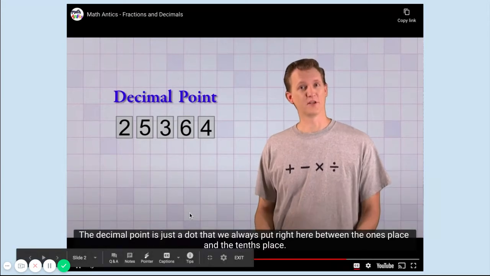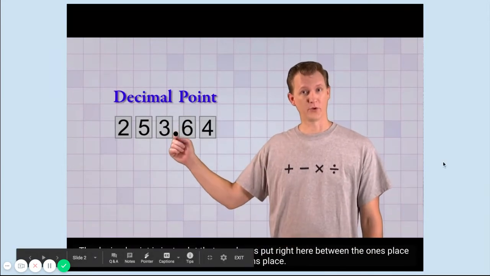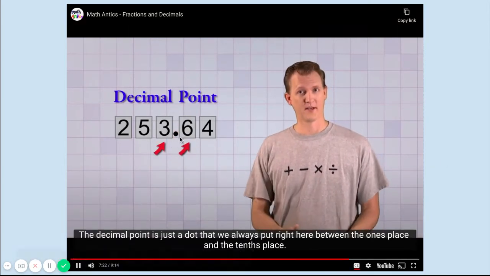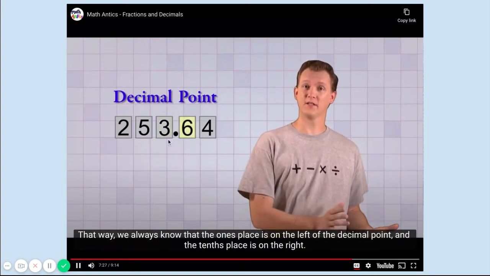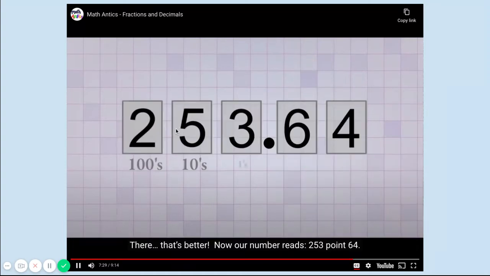The decimal point is just a dot that we always put right here between the ones place and the tenths place. That way, the decimal point says we always know that the ones place is on the left and the tenths place is on the right. Haha. There, that's better.